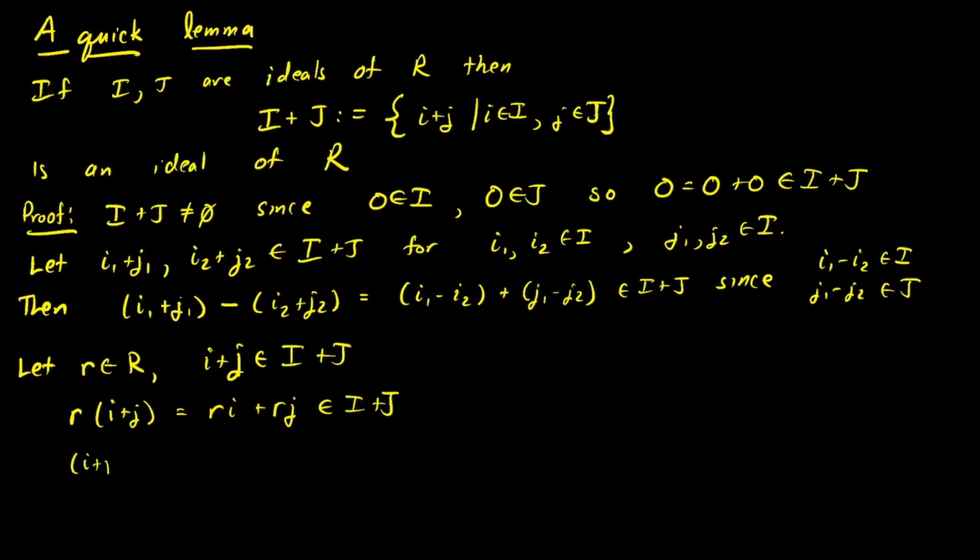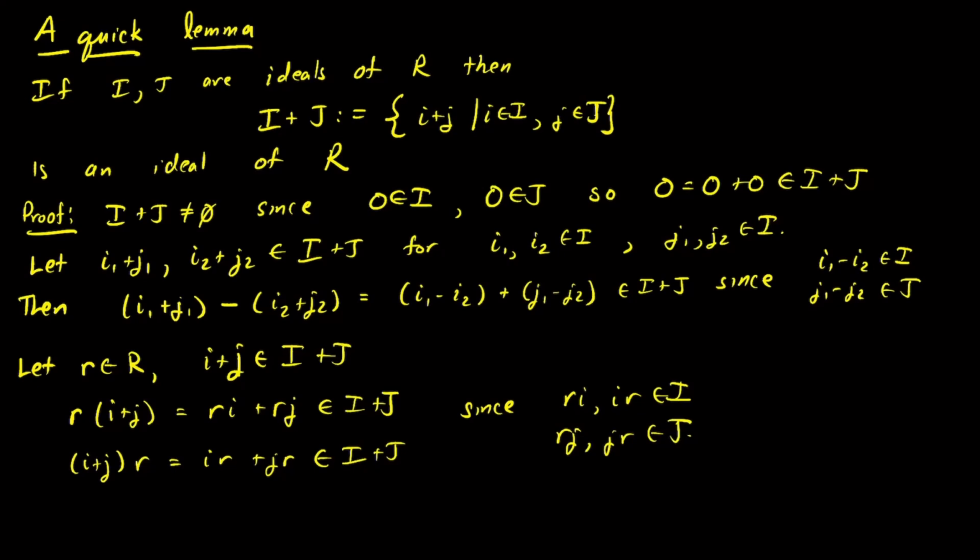And (i plus j) times r is ir plus jr. I notice that since i is an element of the ideal I, I know ir is an element of the ideal I, and since j is an element of the ideal J, then jr is an element of the ideal J. So we get that these are in here. And maybe we could write this over here, since ri and ir are elements of I, and rj and jr are elements of J because they're ideals. Okay, so we've proved this lemma, and now let's use this in our main theorem.